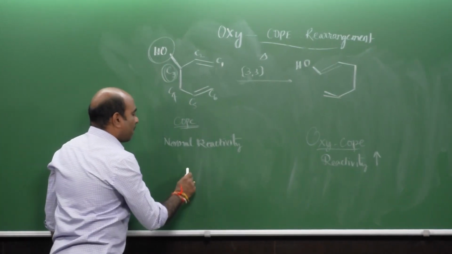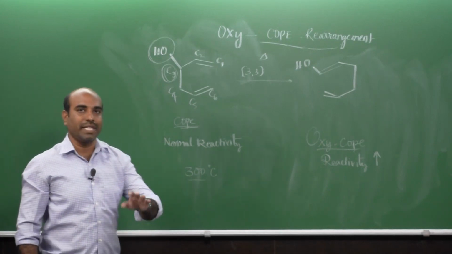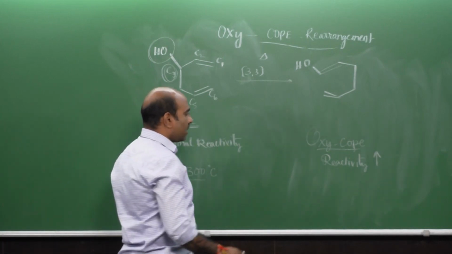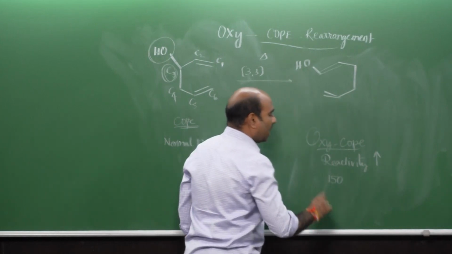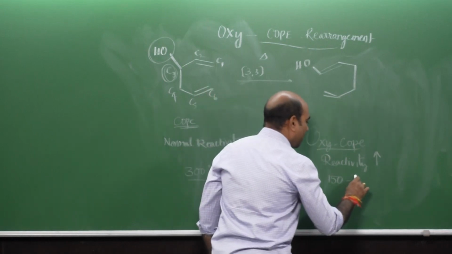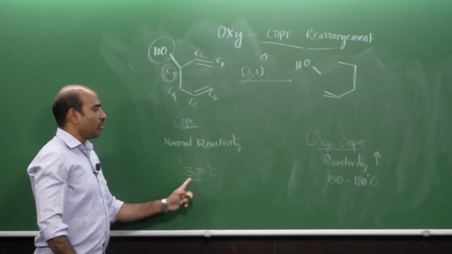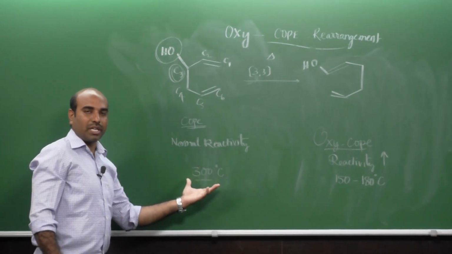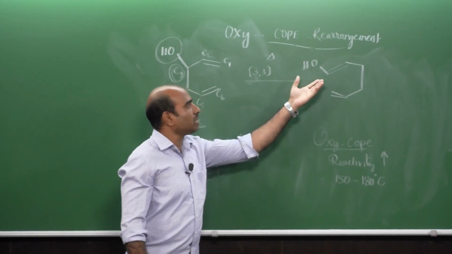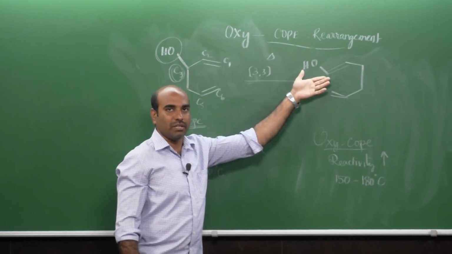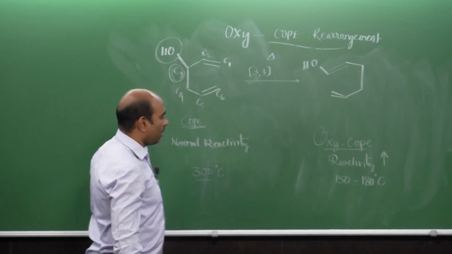The temperature required to perform a Cope rearrangement is generally around 300 degrees centigrade. Whereas, due to the presence of an oxygen functionality, the temperature required to drive the Cope rearrangement here is in between 150 to 180 degrees centigrade only. You can see the change. The temperature required to drive this normal Cope rearrangement is so high, and with the simple introduction of an oxygen functionality on the C3, the required temperature is decreased to almost half.